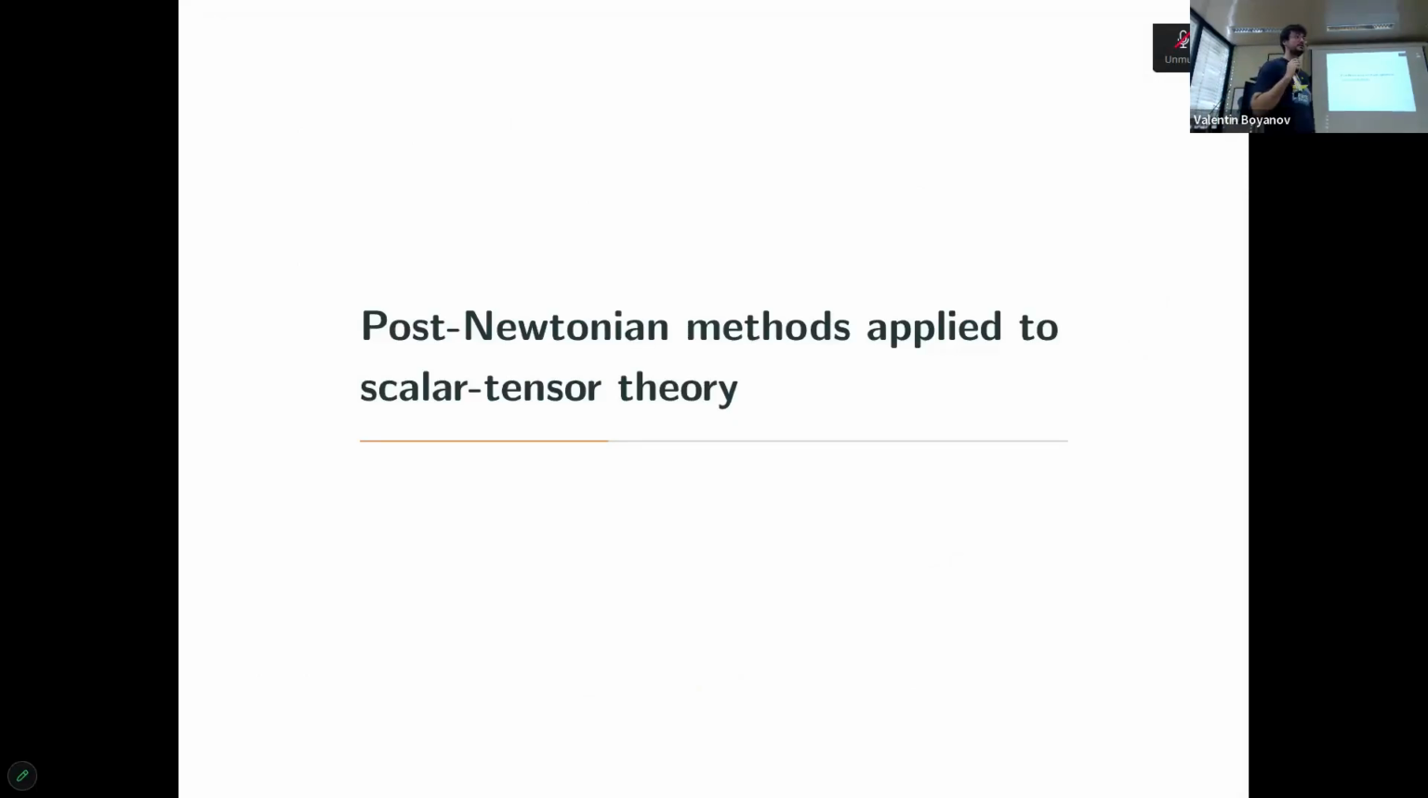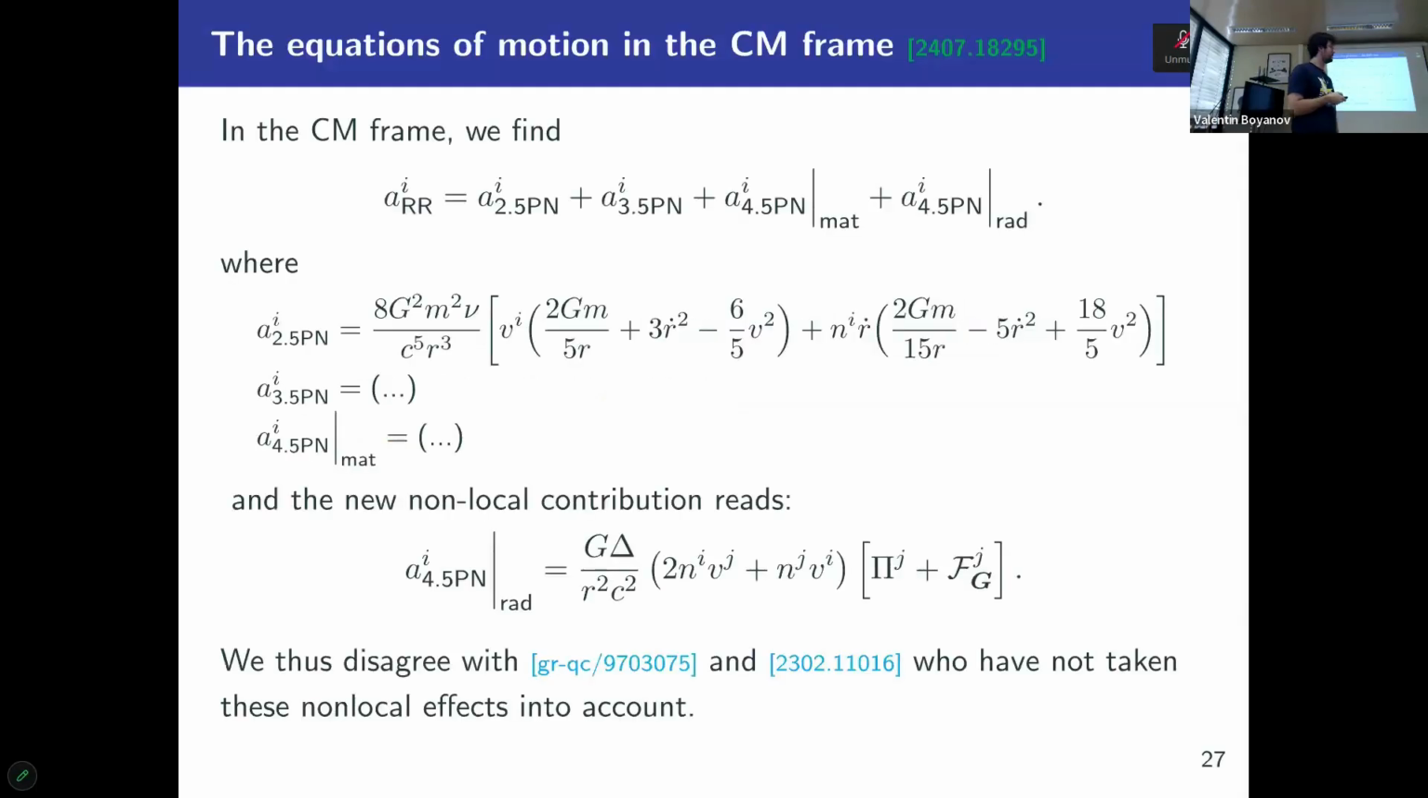And maybe I'll take questions now about the GR part before I go to scalar-tensor theory, if anyone has some. Who is "they" in the last two results? This is Gopakumar and Iyer, and this is Leibovich and other people. So this is EFT methods.